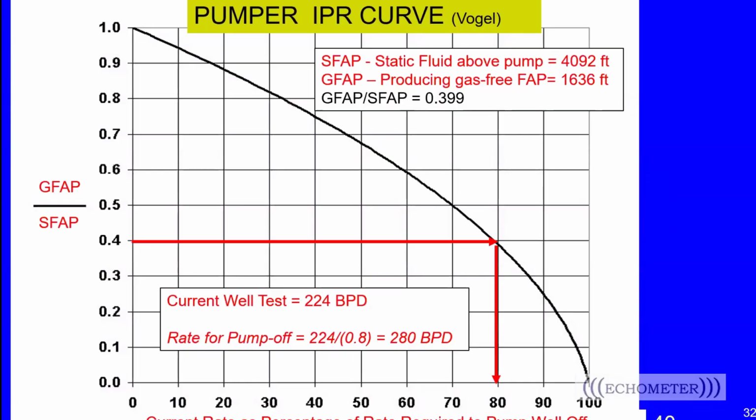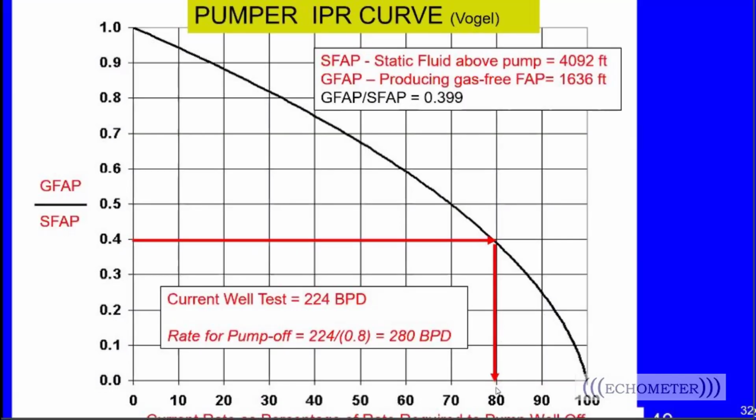And so I am using the Vogel curve, but instead of plotting the ratio of the pressures, I'm plotting the ratio of the gas-free fluid above the pump, the 1636, divided by the static fluid above the pump, 4,092. And I plot that on the vertical axis. That gives about 0.4. And it tells me that I am producing at 80% of the pump off rate.